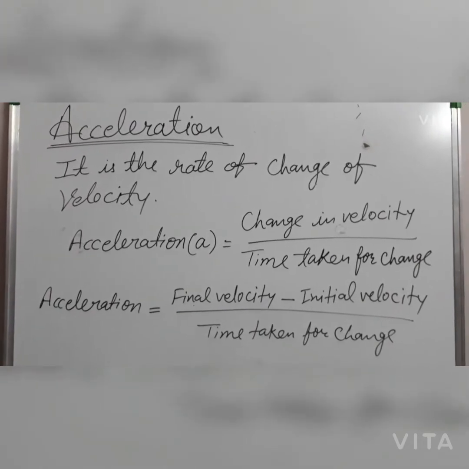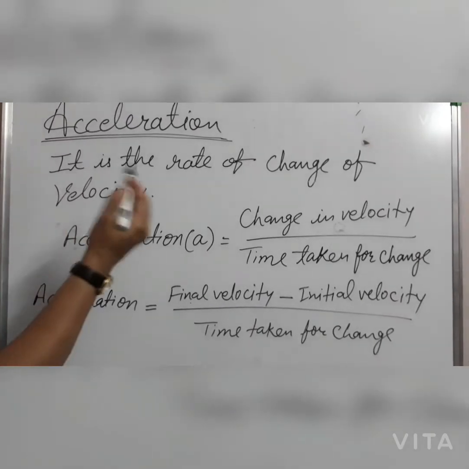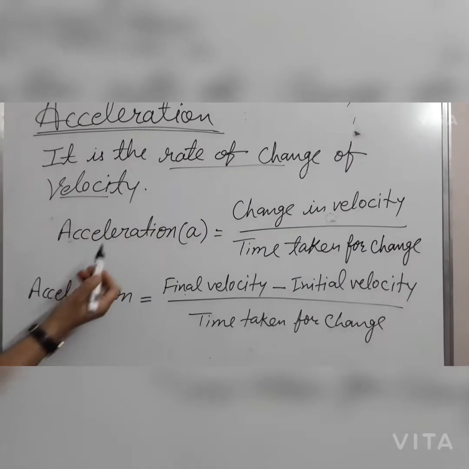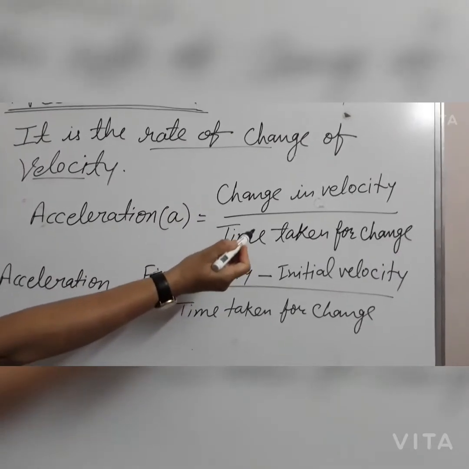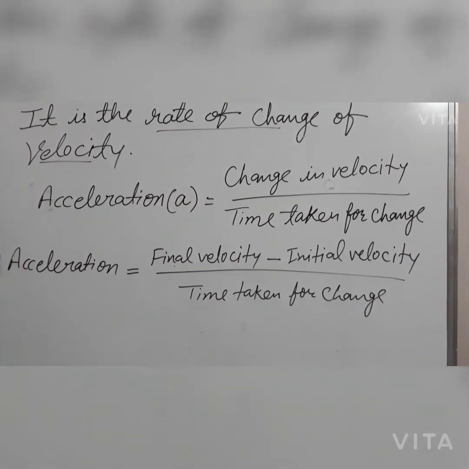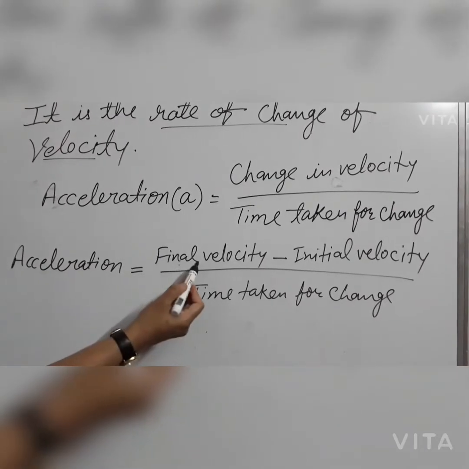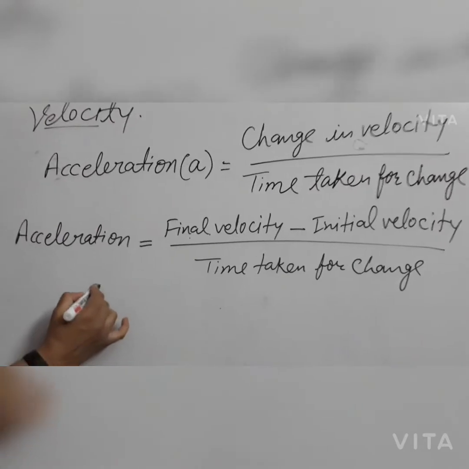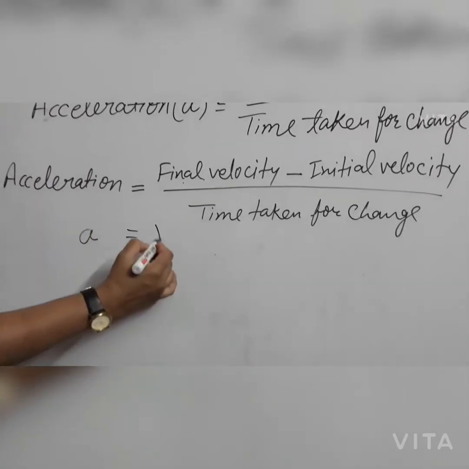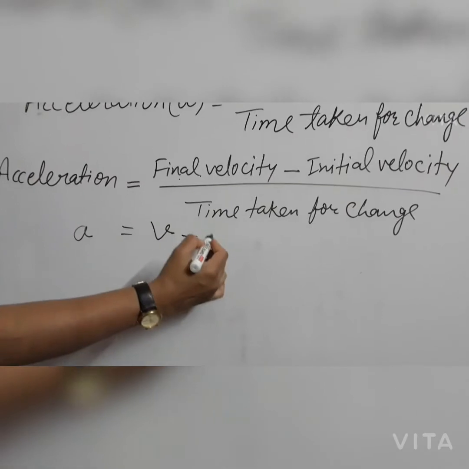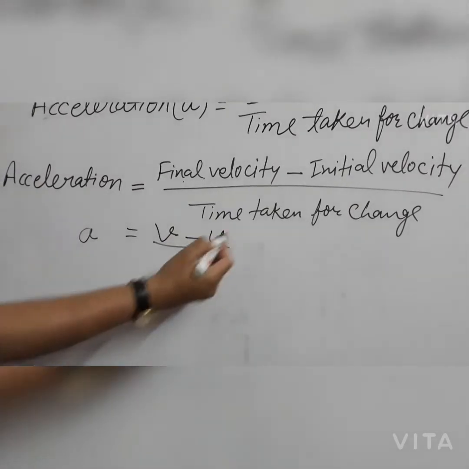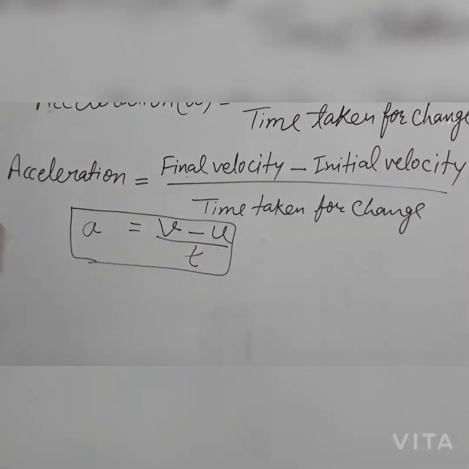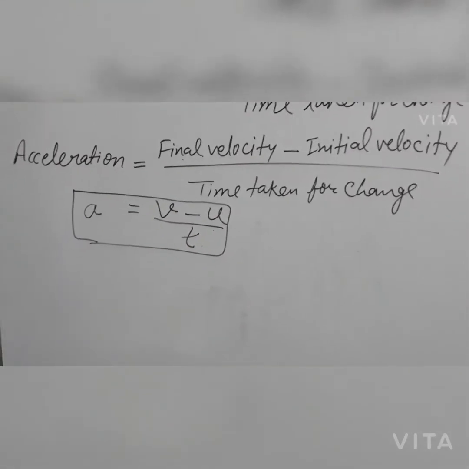Acceleration of a body is defined as the rate of change of velocity. It's the rate of change of velocity. Acceleration equals change in velocity upon time taken for this change. Change in velocity means the final velocity minus initial velocity. So acceleration, which we denote with the letter A, equals final velocity V minus initial velocity U upon time taken T. So A equals (V minus U) upon T. This is the formula of acceleration.